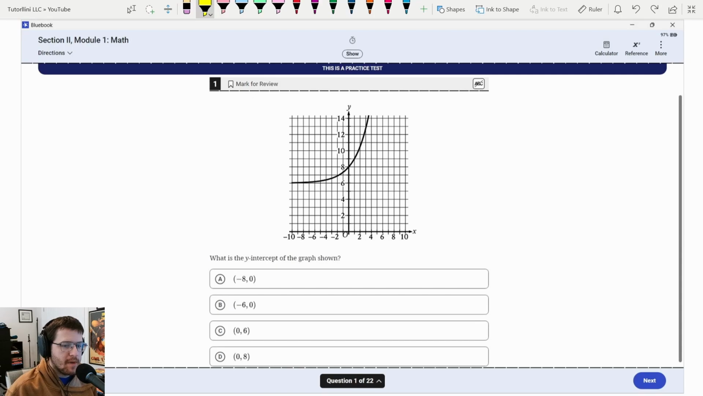Okay, this is the beginning of Module 1, Question 1. So it wants us to find the y-intercept, so I'm going to look along the y-axis and see where the function touches the y-axis. Looks like it happens right here. Now I read the graph, and that is at 0, comma, positive 8, which gives us answer choice D.